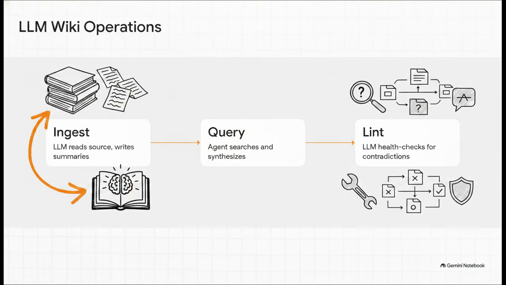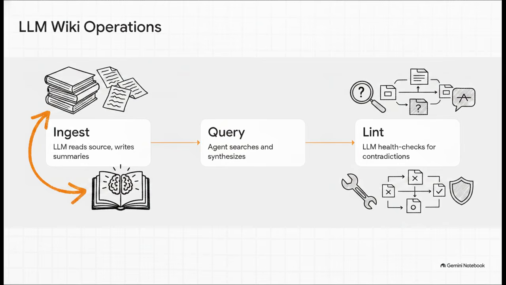Once your files are structured, the agent steps in and takes over the heavy lifting, using Karpathy's 3-step operational flow. Step 1 is ingest, where the LLM reads new raw sources and writes summaries directly into the wiki. Step 2 is query, where the agent searches its own structured files to synthesize answers. And step 3, which I absolutely love, is lint. Periodically, the LLM runs health checks on the entire wiki to flag any contradictions or update missing links.